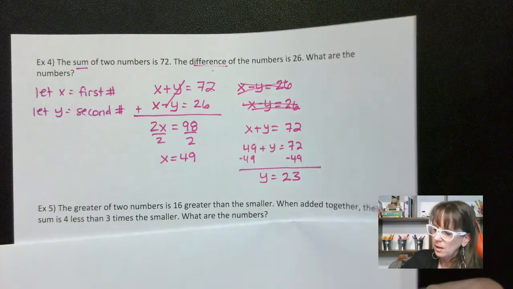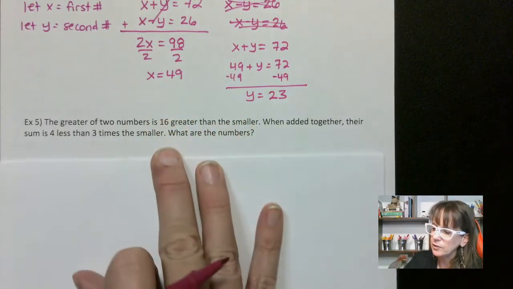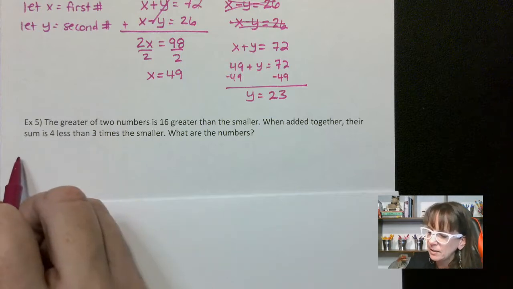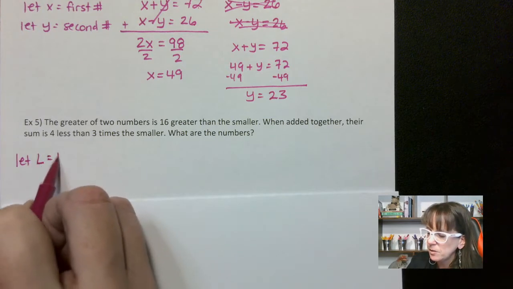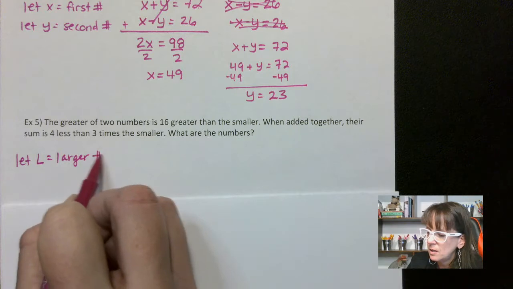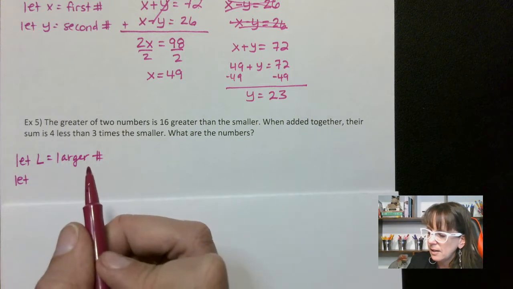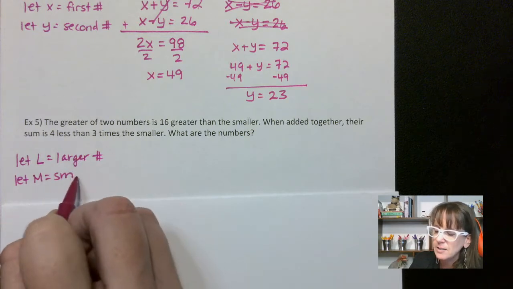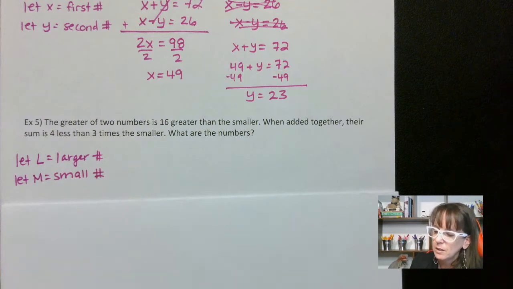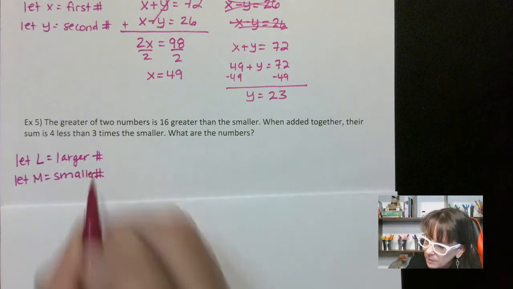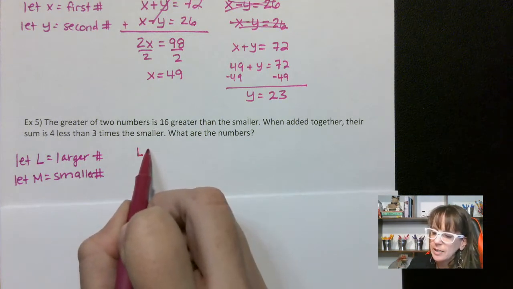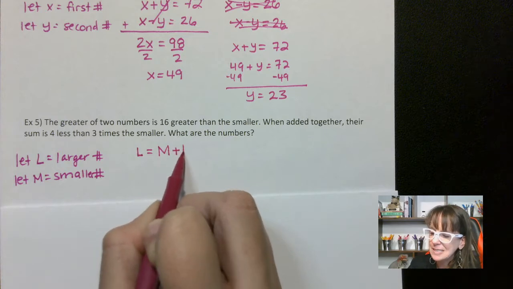There's your answer. The greater of 2 numbers is 16 greater than the smaller. So we've got 2 numbers. Let L equal the larger number, and let M equal the smaller number, because S always looks like a 5. The greater of the 2 numbers is 16 greater than the smaller, so the larger number is the smaller number plus 16.